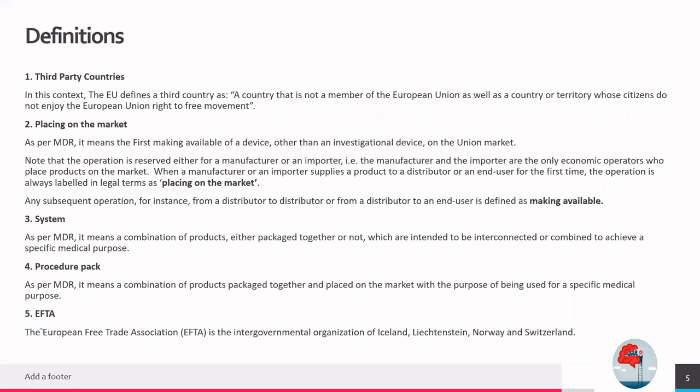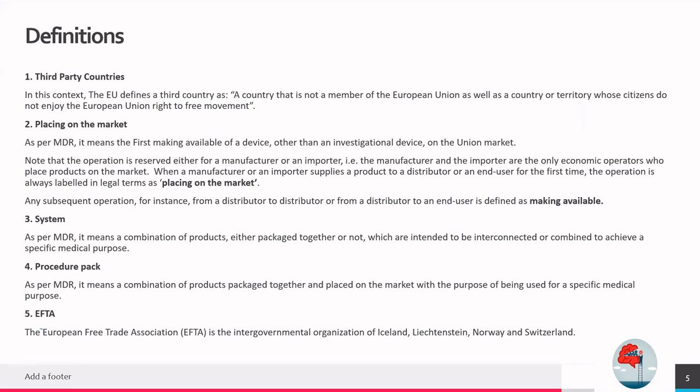Of course, if the manufacturer is in Europe, they don't need an authorized representative or importers. They directly put it into the market. That is the first time they're keeping that device, so it is called placing on the market by the manufacturer. If the manufacturer is outside Europe, then there is an authorized representative, then the importer. The importer is the one who is importing the device from the other country to Europe, so that person is placing that device on the market for the first time. So the manufacturer and the importer are the only economic operators who place the product on the market.